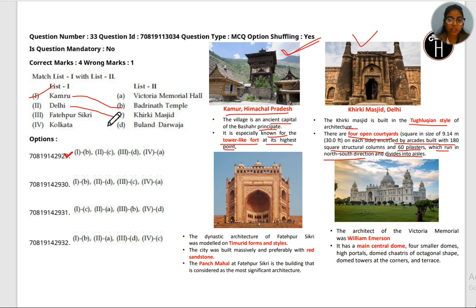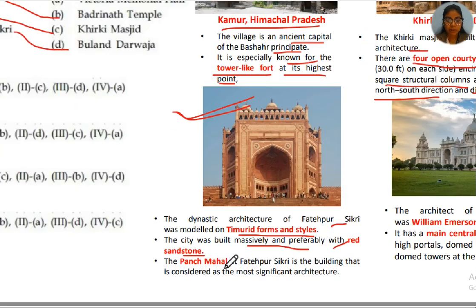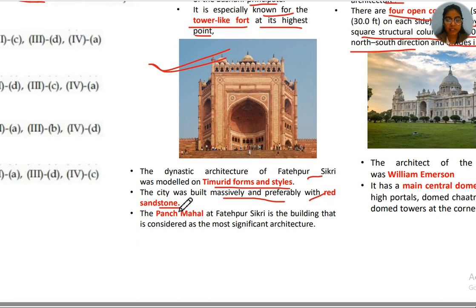Okay, so the next option you have is Fatehpur Sikri. Fatehpur Sikri has the Buland Darwaja. So this is the image of your Buland Darwaja, Fatehpur Sikri. The dynastic architecture of Fatehpur Sikri was molded on primitive forms of styles. Fine. The city was built massively and frequently with red sandstone. So the important point is it was built massively and frequently with red sandstone, and this is the Buland Darwaja, which is in Fatehpur Sikri.